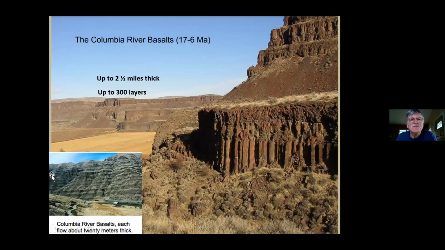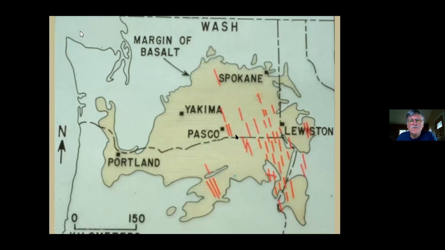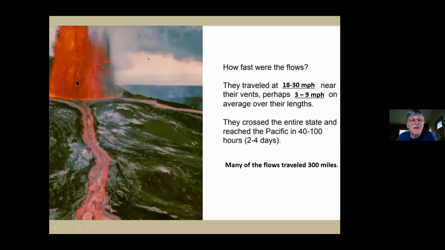So this just shows the Columbia basalts, and there's about 300 layers, 2.5 miles thick. And here's how they formed. We had huge fissures, cracks in the earth, and those formed here. These red lines show you where some of these things were really long, a couple miles long. And it just had a huge amount of lava coming out of them. And they traveled very fast all the way to the Pacific in about 2 to 4 days.